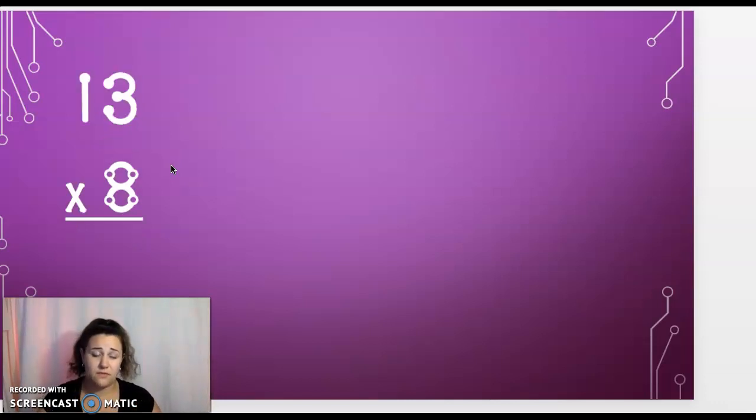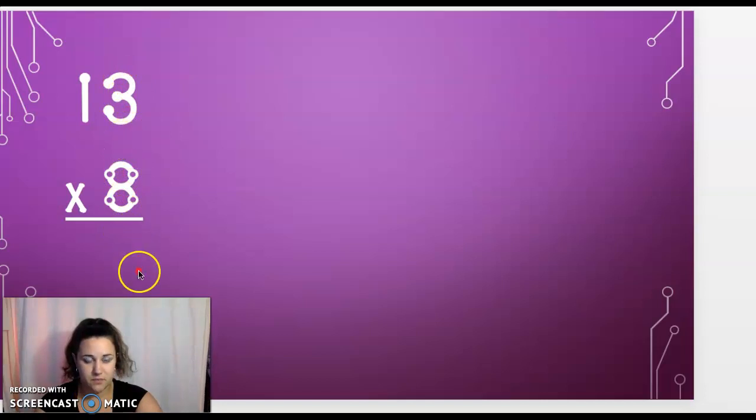Now the next problem, friends, we have 13 times 8. And my first number has 2 digits in it, 1 and 3. So that means my 8 has 2 jobs. It has to multiply by the 3 and by the 1. And just like addition and subtraction, we're going to start at our ones place. So I'm going to do 3 times 8.